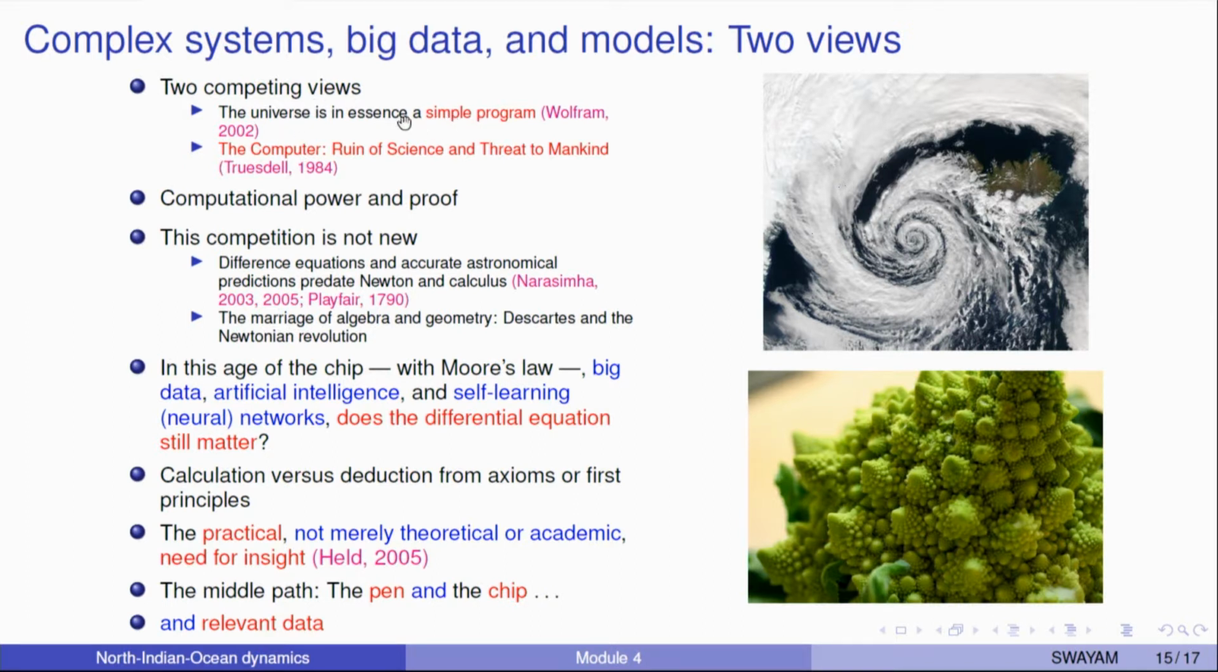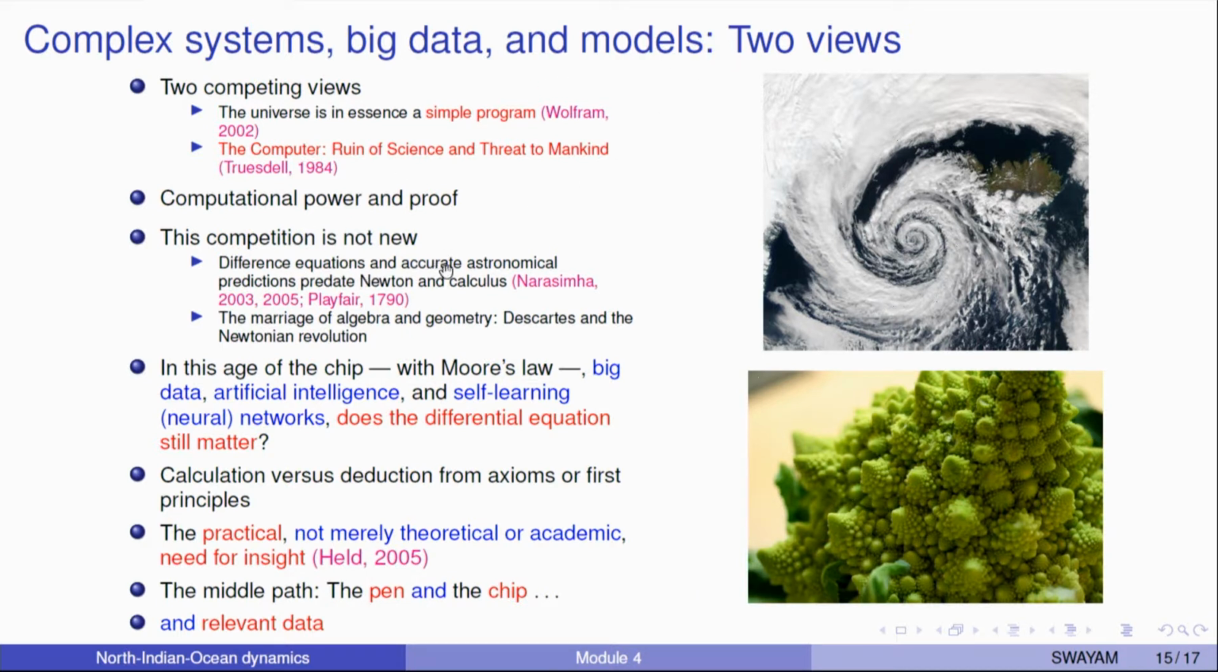One extreme view is that the universe is in a sense a simple program running forward. This is due to Wolfram. The other is that the computer is the ruin of science and a threat to mankind. This is Truesdell's lament in 1984. There's also the question of what happens to proof as we understand it, given the kind of computational power that we have today. Now, this competition is not new. These two views have existed for centuries.